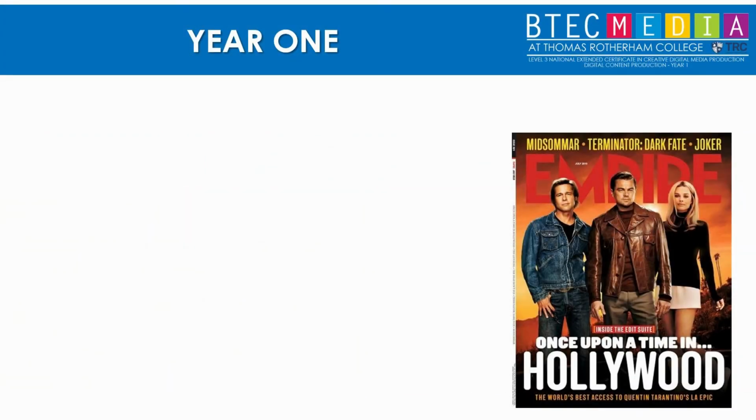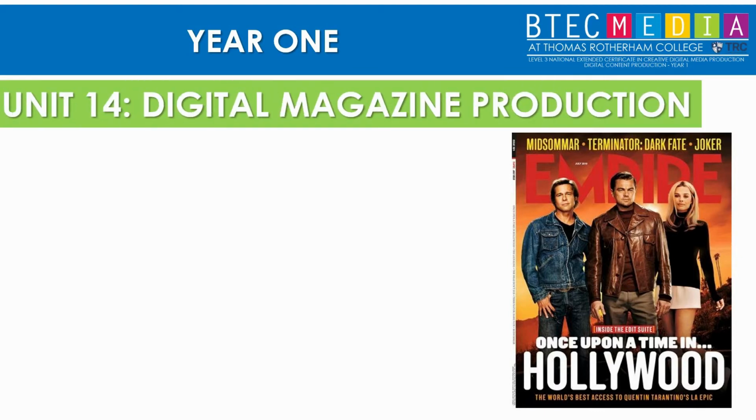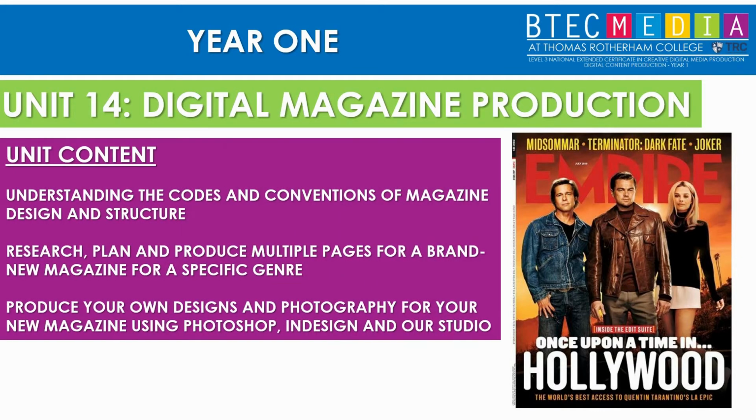After these units, we then move on to Unit 14, Digital Magazine Production. Unit 14 is a practical unit that focuses on magazine design. In this unit, you will learn about the typical codes and conventions of magazine design before applying this understanding to the production of a brand new genre magazine of your choice, for example music, fashion or sport. You will also research, plan and produce your magazine designs using Adobe Photoshop, InDesign and your own photography obtained from a photo shoot in our studio. Whilst this unit is completed internally, it is externally assessed and will run from around January to June.